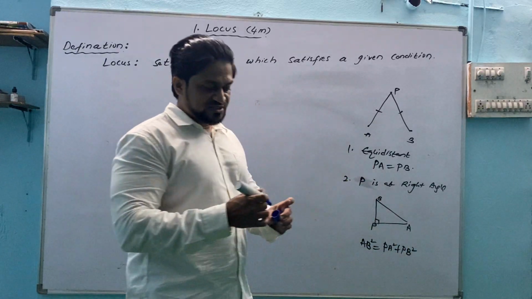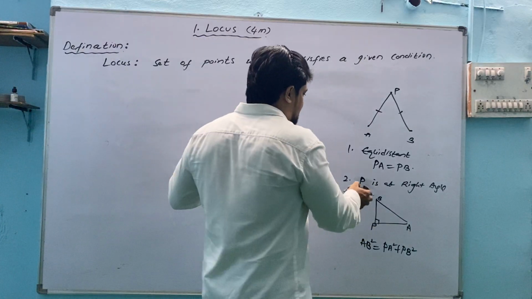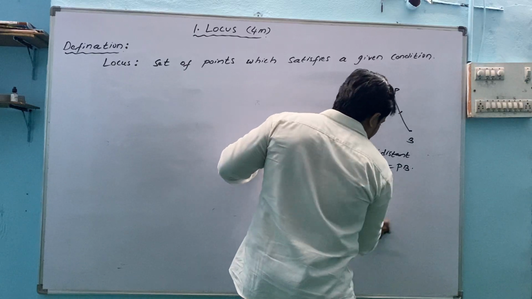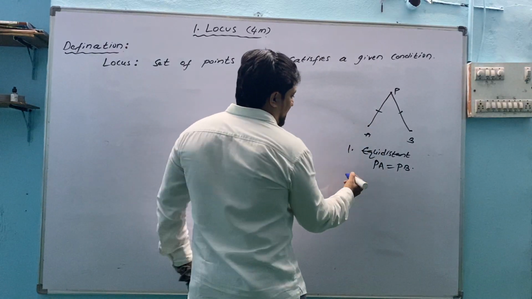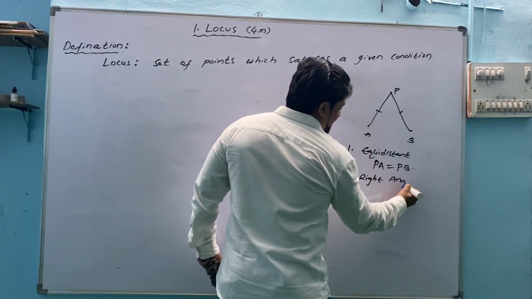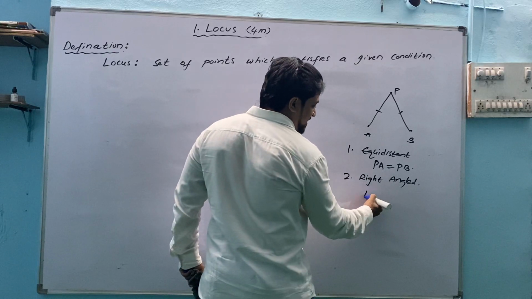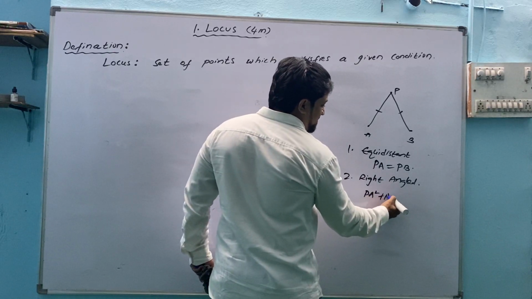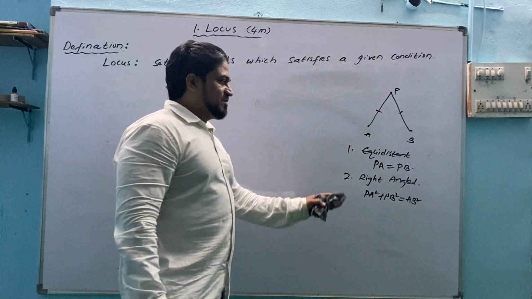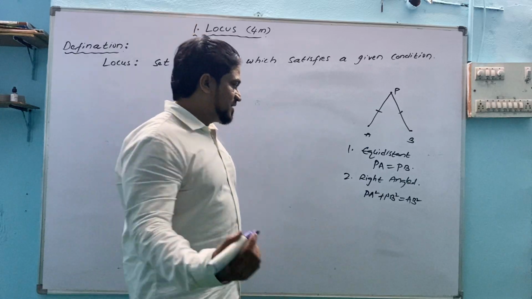Or in simple words, if you find a right angle, and if I ask you right angle at P, what is the condition? You have to tell PA square plus PB square equals AB square. You remember that one. If I ask equidistant, at that time you have to tell PA equals PB.